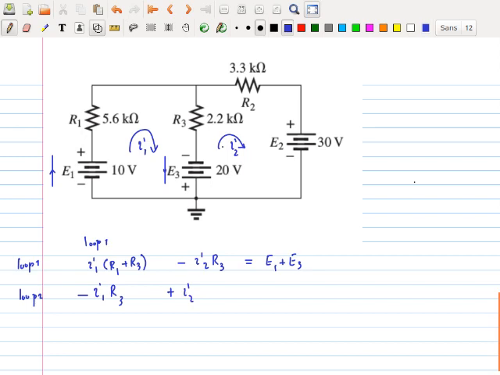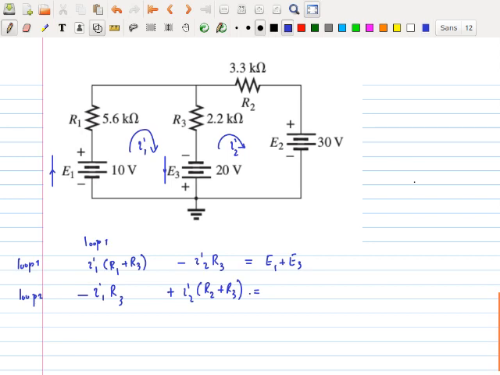Now I look at loop 2. What are the resistors that are hit by loop 2? As I go along, I see R3, I see R2, right? So this is R2 plus R3 equals.